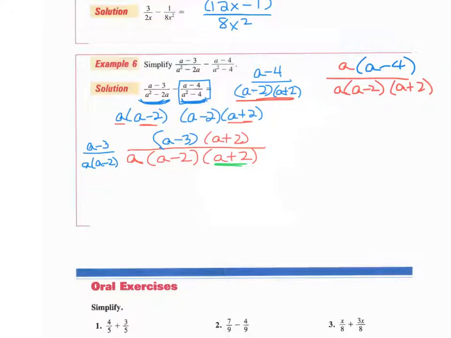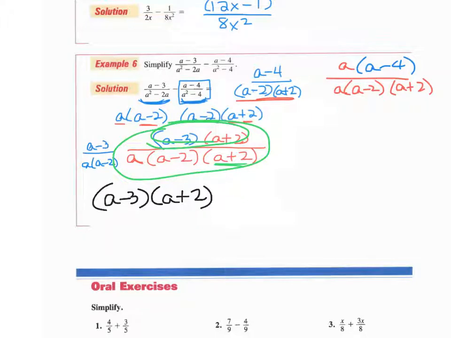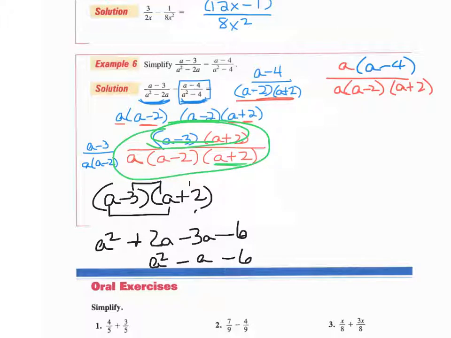So now I need to actually FOIL and distribute so I can combine my like terms. For this first fraction, I need to distribute or FOIL the numerator. So I'm going back to the multiplying. I'm going to do A minus 3, A plus 2. I'm going to FOIL it. First, outside, inside, and last, group your middles, and this gives you A squared minus A minus 6. So that's going to be my new numerator for the first one.